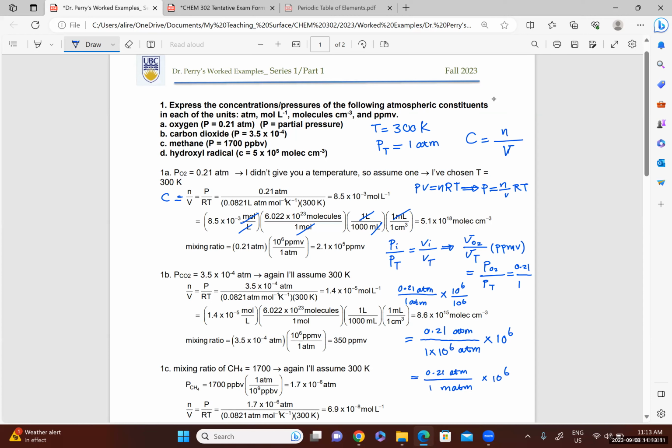Whatever this number is, 0.21 times 10 to the 6, you can report it as the value 21 times 10 to the 6, is the value for the volume ratio, but now in parts per million. Please let me know if you have any questions about this.